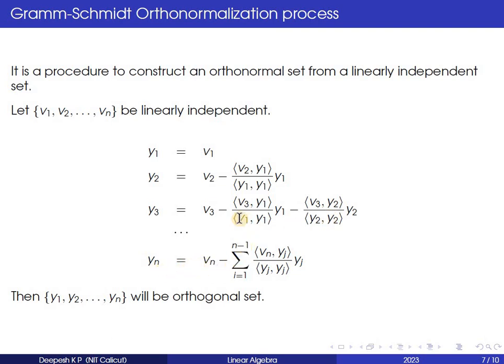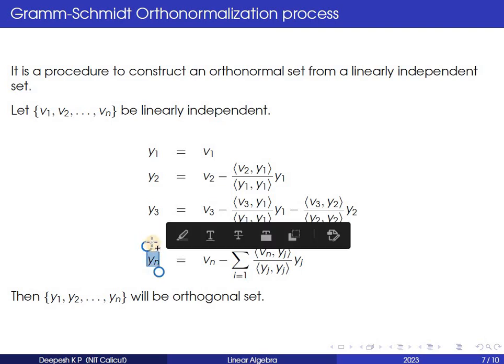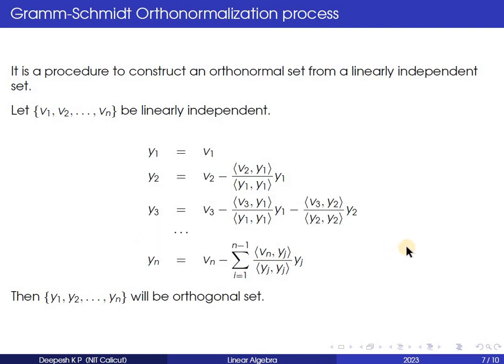yn is equal to vn minus inner product of vn with y1 divided by inner product of y1 with y1, times y1, minus inner product of vn with y2 divided by inner product of y2 with y2, times y2, minus etc. The last term will be inner product of vn with yn minus 1, just before yn, where yn minus 1 will be defined, divided by inner product of yn minus 1 with yn minus 1, times yn minus 1.